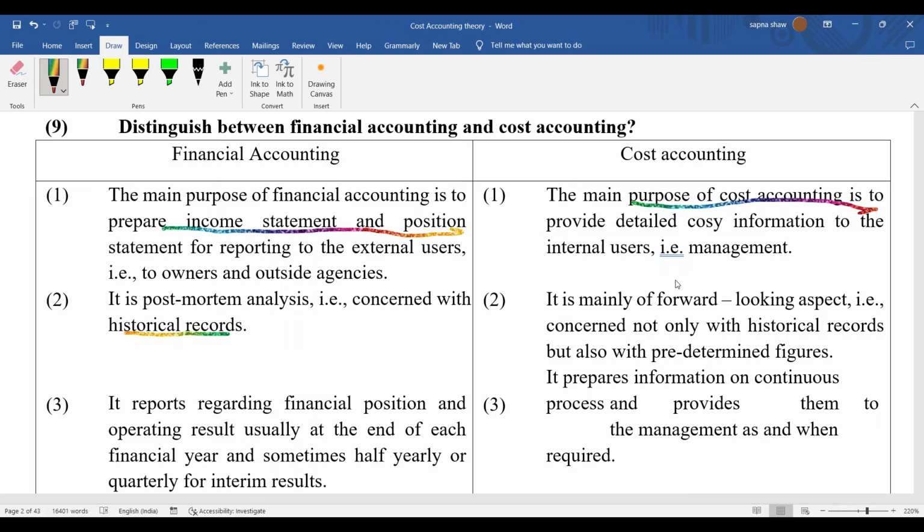For example, suppose we have bought some raw materials for manufacturing. This is a historical record. But suppose we have cracked a deal with someone that in future we will buy something. This is data which is not historical. And there is one more thing: here we estimate something. Actually, the cost most of the time fluctuates.